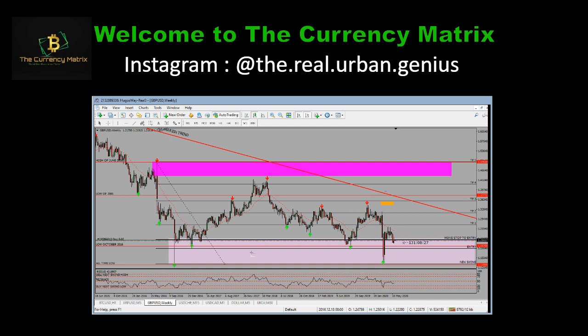We go with the body. And now notice how price now falls right within that zone here.